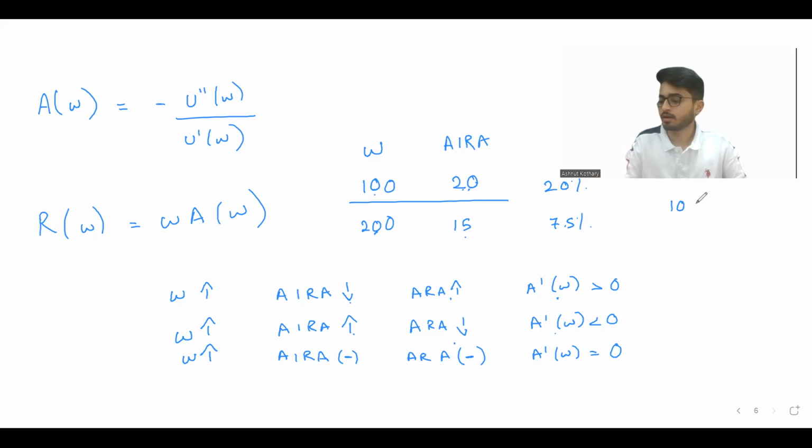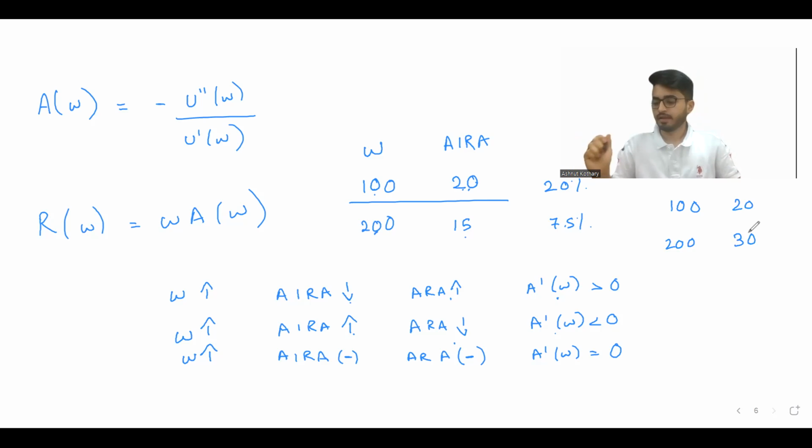Let me take this case, 120, 230. If I look at the absolute risk aversion, that is decreasing. Absolute risk aversion is decreasing as wealth increases, because when wealth is increasing, this amount is also increasing. But if I take a look at relative risk aversion, originally it was 20%, now it's 15%. So relative risk aversion is increasing. The lesser you invest in risky assets, the higher is your risk aversion.